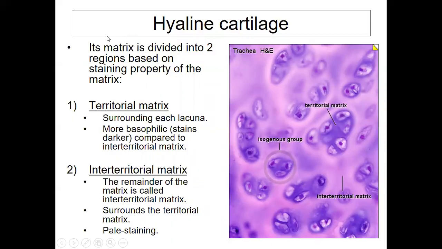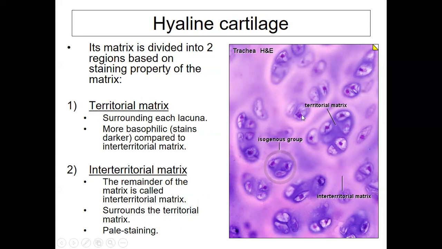For the hyaline cartilage, its matrix is divided into two regions based on the staining property of the matrix. The matrix can be divided into the territorial matrix and the interterritorial matrix.